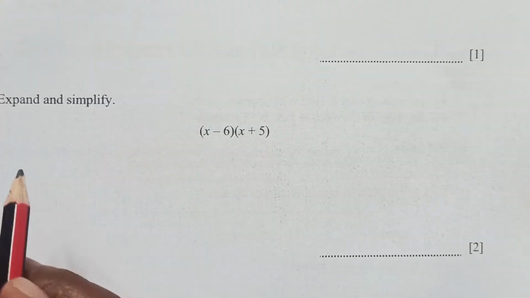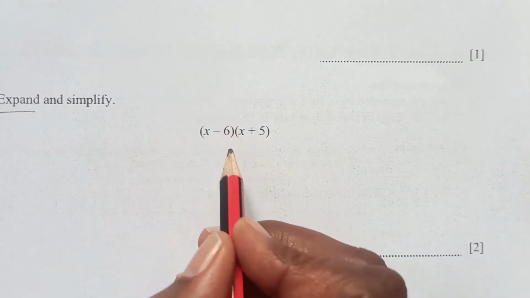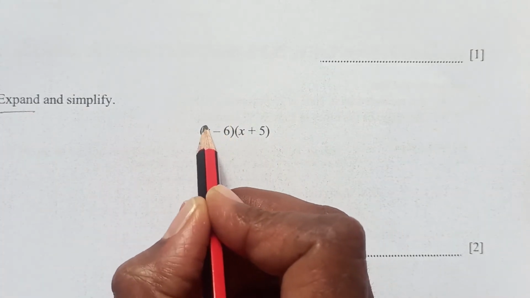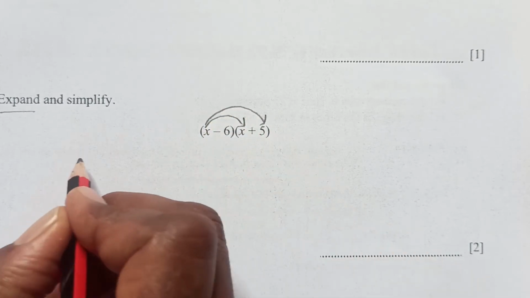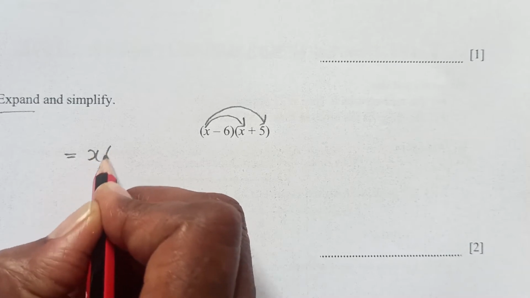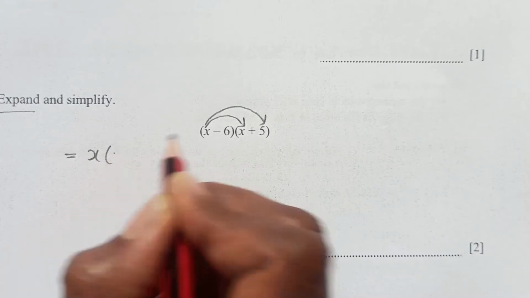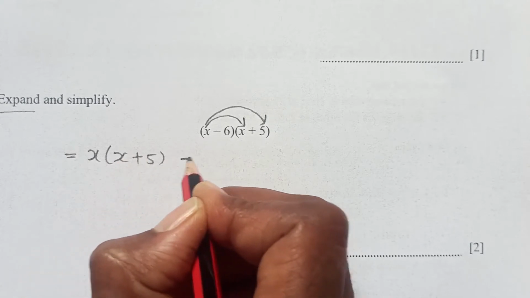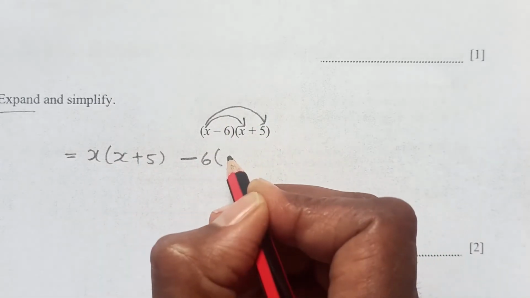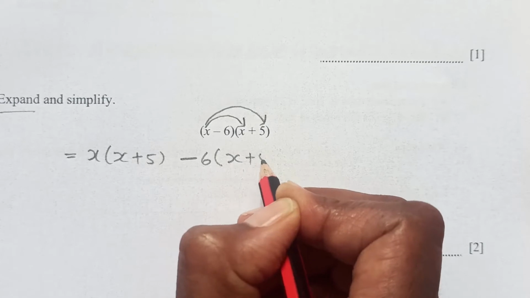Here is another question. Expand and simplify. So we need to expand these brackets. So x will be multiplied to all of them. So that is x into x plus 5. You can just even write down like this. Then minus 6 will be multiplied to the whole bracket, x plus 5.